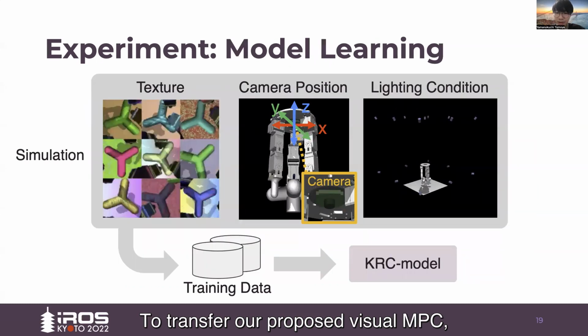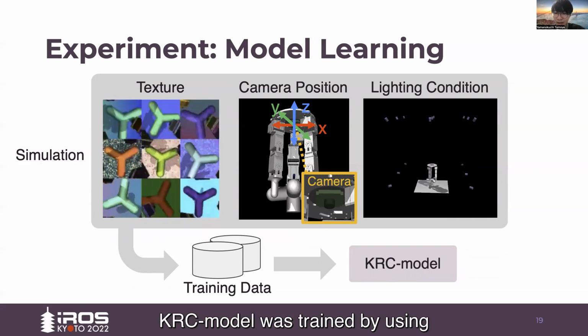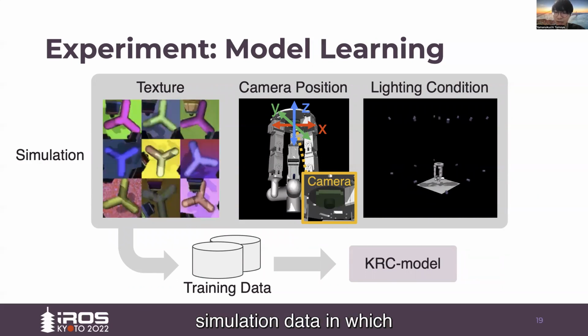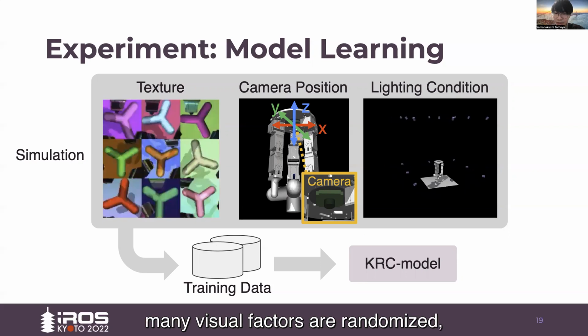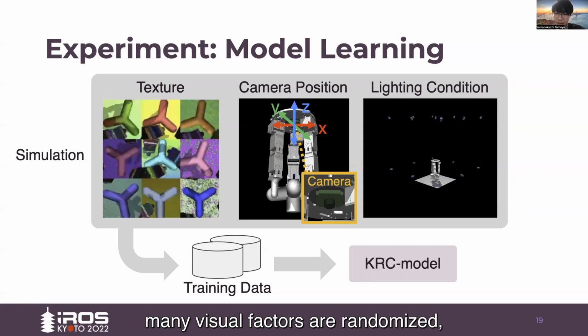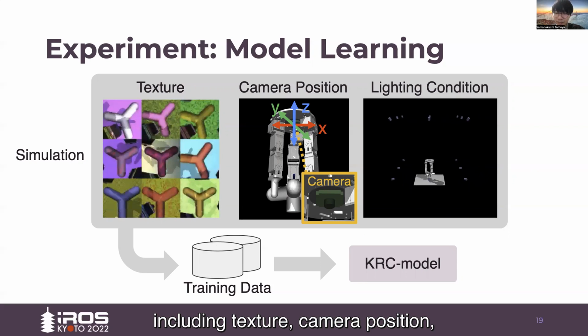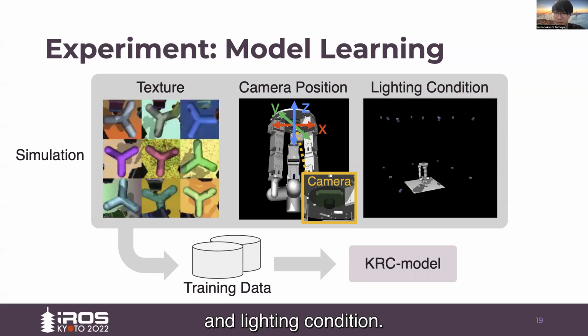To transfer our proposed Visual MPC, a KRC model was trained using simulation data in which many visual factors are randomized, including texture, camera position, and lighting condition.